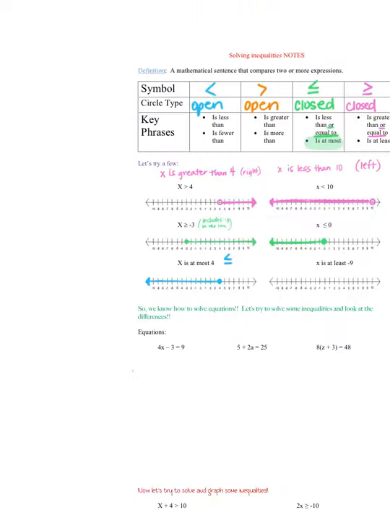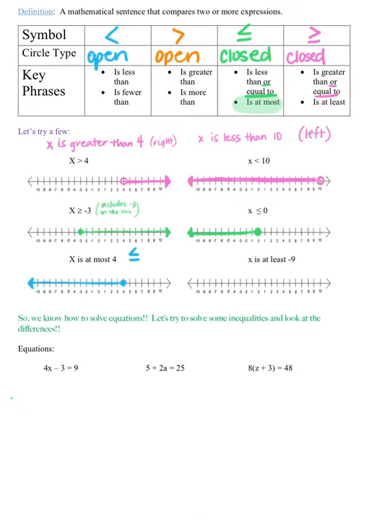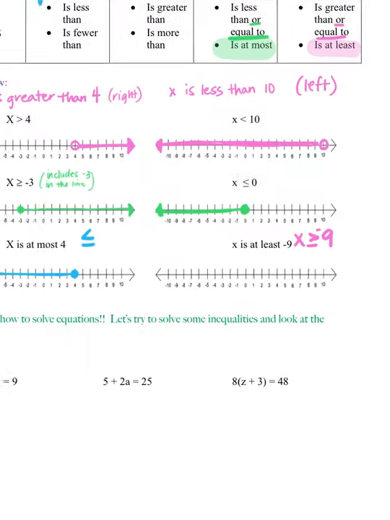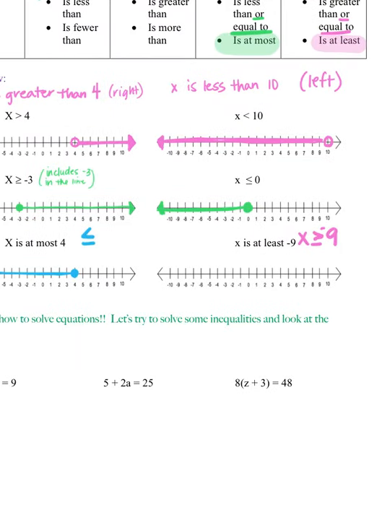Okay. And then there's one more. X is at least. That was up there with our key phrases. X is at least, or greater than or equal to. X is greater than or equal to -9. So I'm going to start at -9. And again, it's a closed circle. And it's greater than or equal to, so my line is going to go this way.